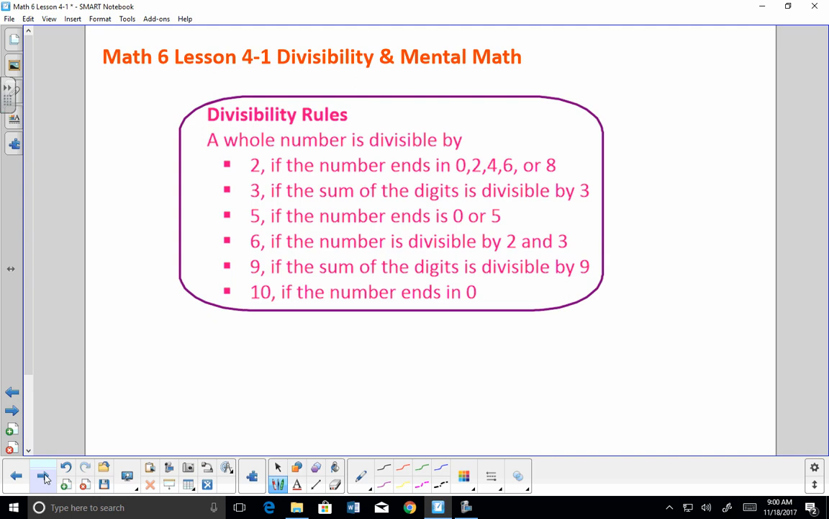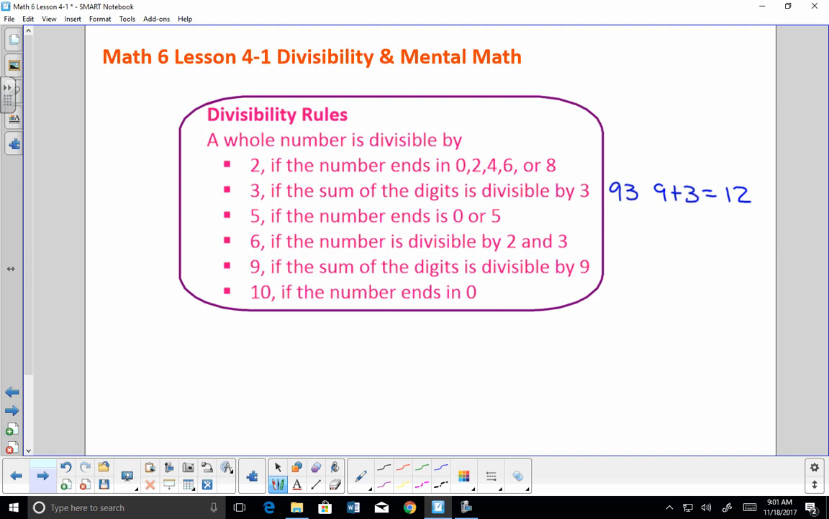A whole number is divisible by 3 if the sum of the digits is divisible by 3. For example, in the number 93, 9 plus 3 equals 12, and 12 is divisible by 3. That's why I knew 93 was divisible by 3.